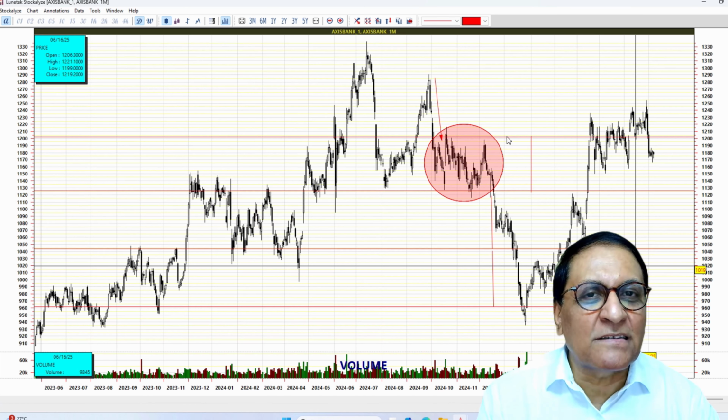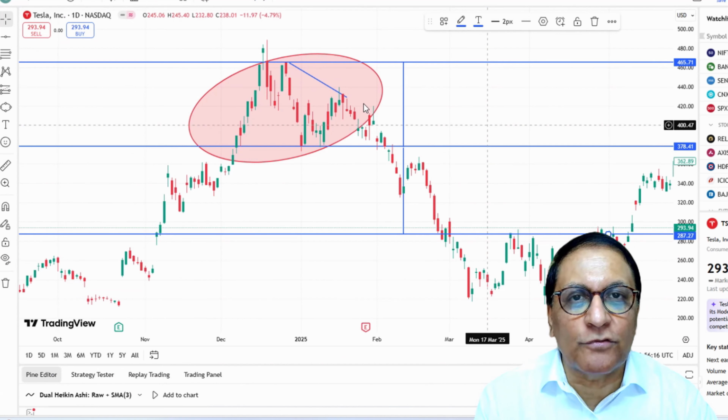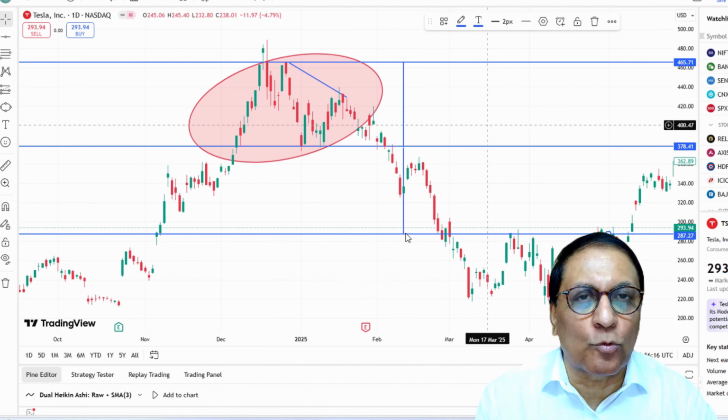This is one of the best cat's ears patterns which I've seen in recent times. Finally, here is a chart of Tesla with a variation of the cat's ears pattern. Here, the pattern broke and met its target quite easily.